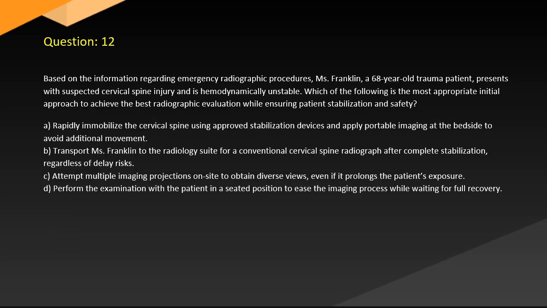Question 12. Based on the information regarding emergency radiographic procedures, Ms. Franklin, a 68-year-old trauma patient, presents with suspected cervical spine injury and is hemodynamically unstable. Which of the following is the most appropriate initial approach to achieve the best radiographic evaluation while ensuring patient stabilization and safety? A. Rapidly immobilize the cervical spine using approved stabilization devices and apply portable imaging at the bedside to avoid additional movement.